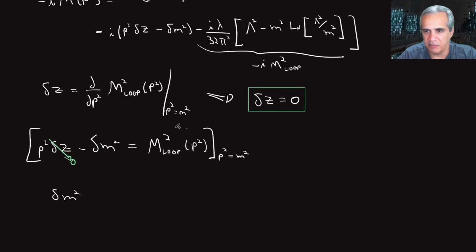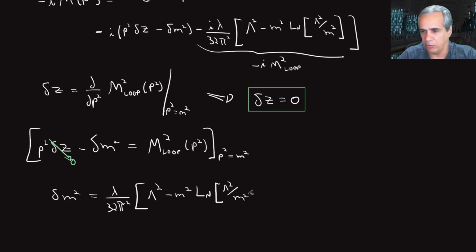delta m squared minus this contribution, which is written up here. I have to remove the i, and this is minus i m squared, so this contribution will be just this part. So this is just lambda over 32 pi squared, lambda squared minus m squared, log of lambda squared over m squared. And there's a minus here because this is minus m loop squared.